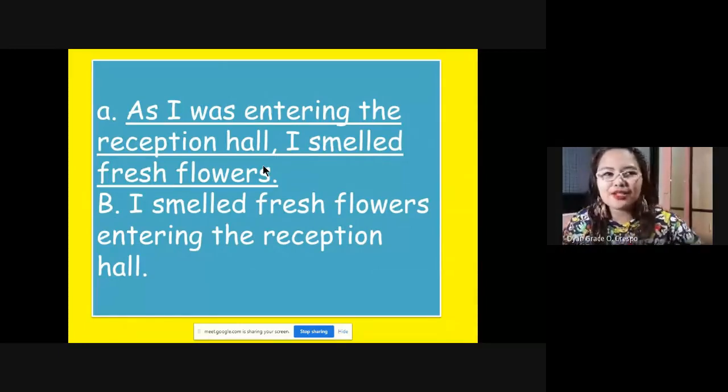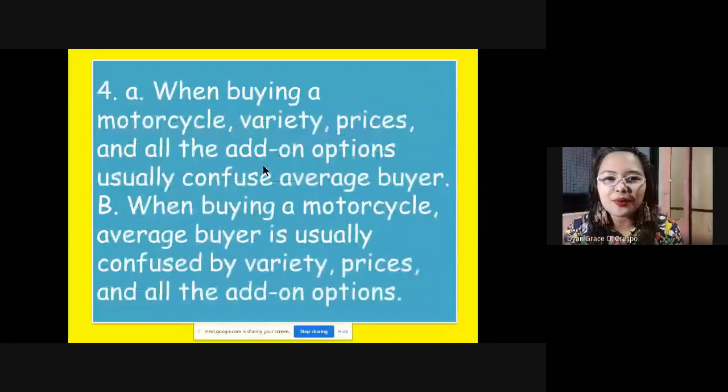Nakakatakot siya. Imagine, in Filipino, we will always, hala, ang isang pagitan. Parang ganun, you know? So this is a little bit creepy. So, okay, letter number four.